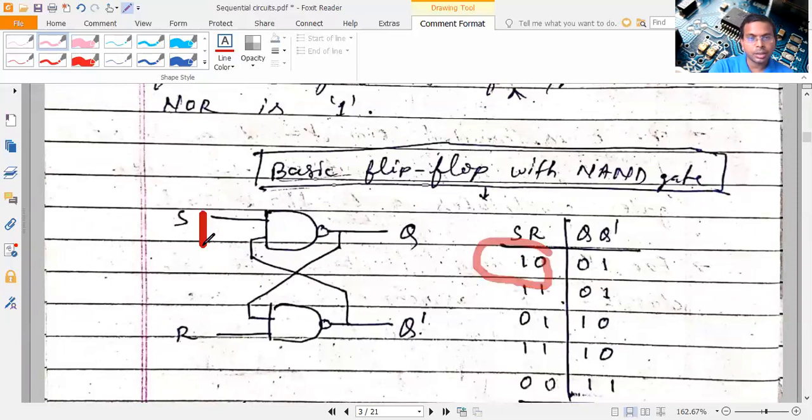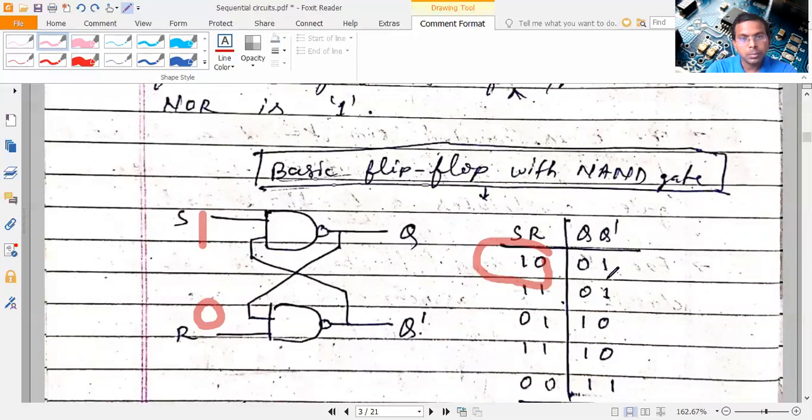So here we are giving 1, here we are giving 0. So since one input is 0, this is going to become 1. And since this is 1 and this is also 1, both inputs are 1, so this is going to become 0. So the output is 0 and 1.